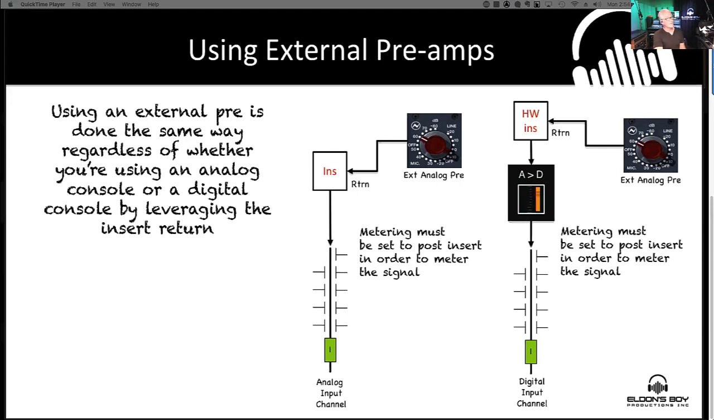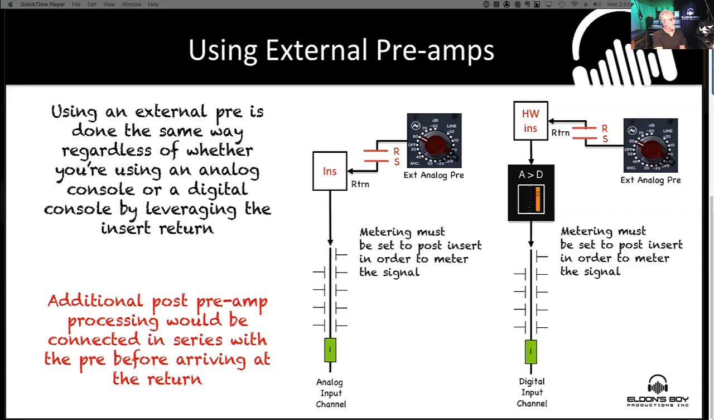If you want to see that external pre, especially on your digital console, you better be able to have some post-insert metering options. Okay, because it's going to be important to you to do what? Set your gain structure properly. Right, you've got to have access to that meter. Okay?